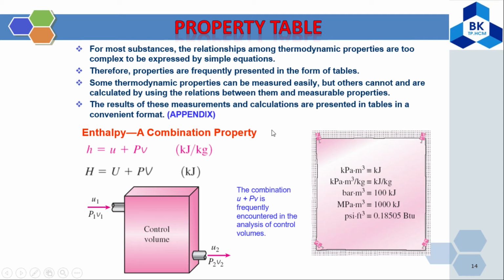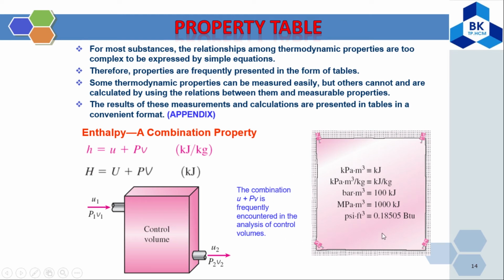I already uploaded it into your BK e-learning. So for the enthalpy, it is a combination property. H equals U plus PV, you know? That is for 1 kilogram, for the unit of mass of the material. We call it the specific enthalpy. And for m kilograms of the material, we get H capital equals U capital plus PV. All right.